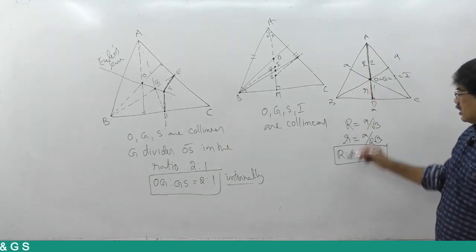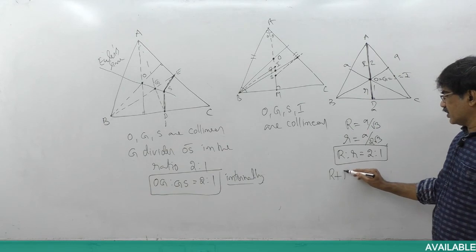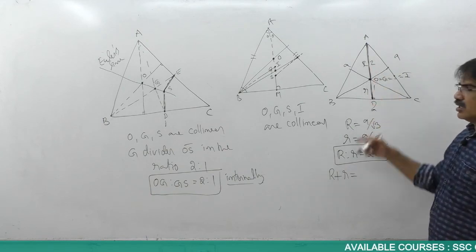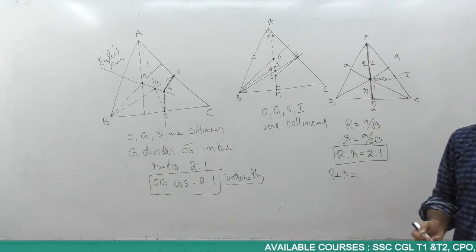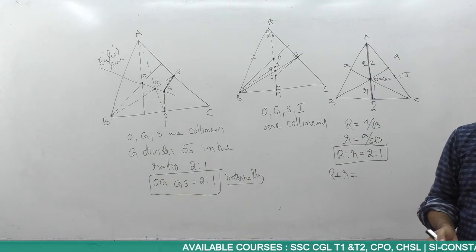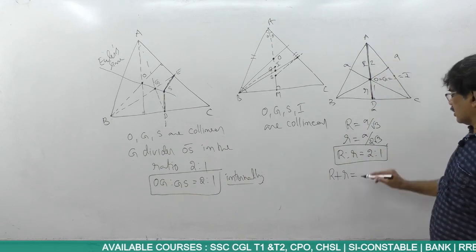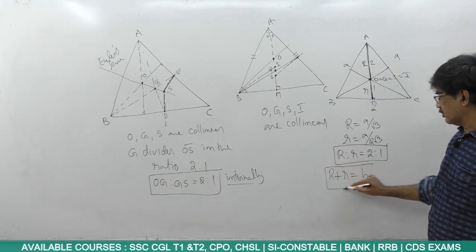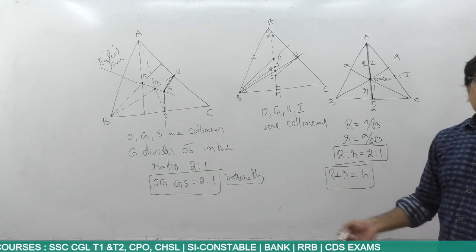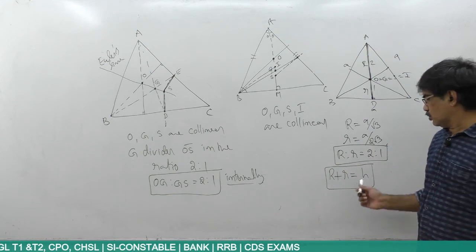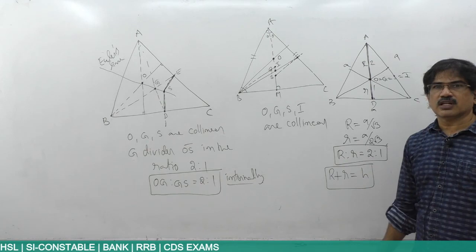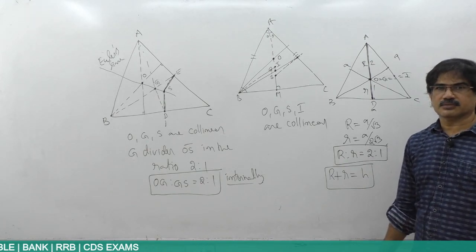And what is capital R plus small r in the case of an equilateral triangle? This is nothing but the height of the equilateral triangle. Capital R plus small r is equal to the height of the equilateral triangle. Okay.